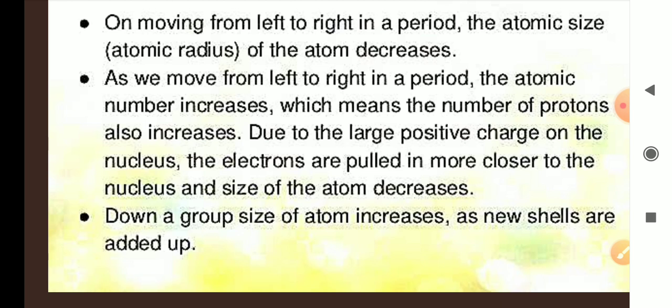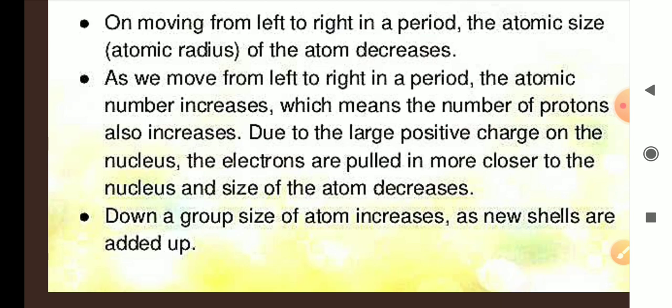If we consider the group, if we go down the group, new shells are being added. So when new shells are being added, in spite of the increase in nuclear charge, so proton number is not increasing, that means their atomic size is increasing, because there is less attraction between the nuclear protons and the electrons. Because the shell number is increasing, the atomic size automatically increases, atomic radius automatically increases.